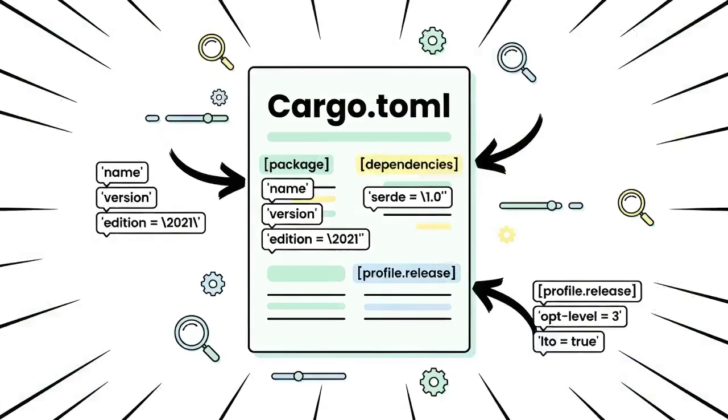Cargo.toml is the project's declaration of intent. The package section holds metadata like name, version, and edition. The dependencies section lists external crates like serde, and an optional profile.* section tunes optimization and debug behavior.